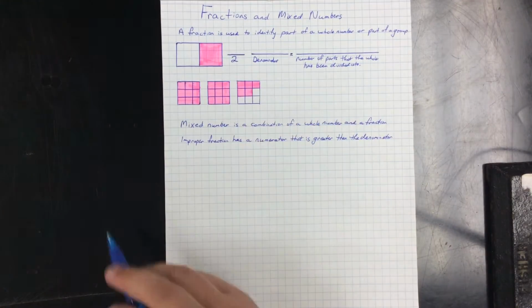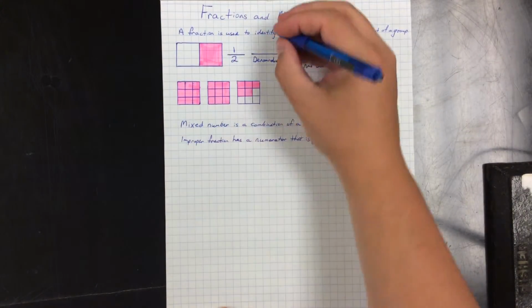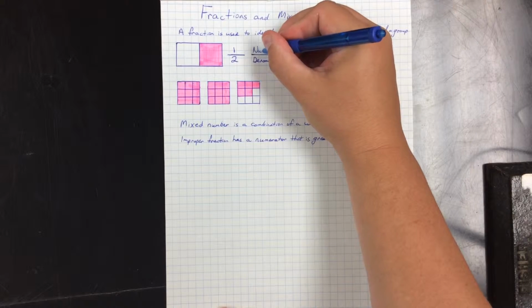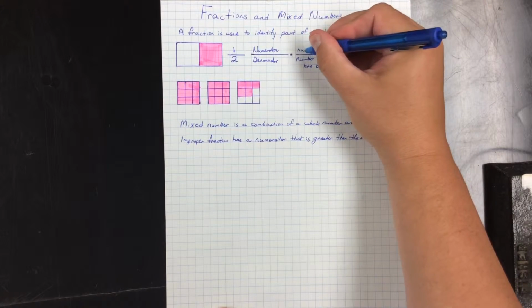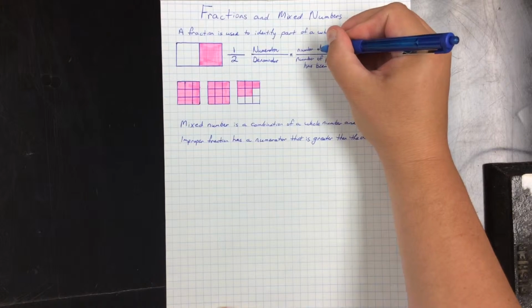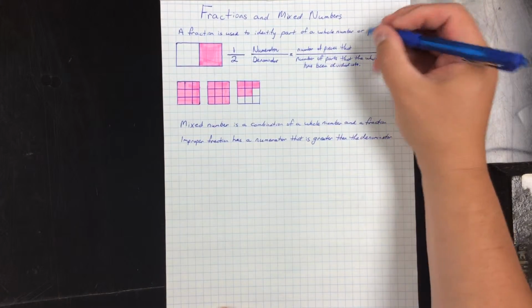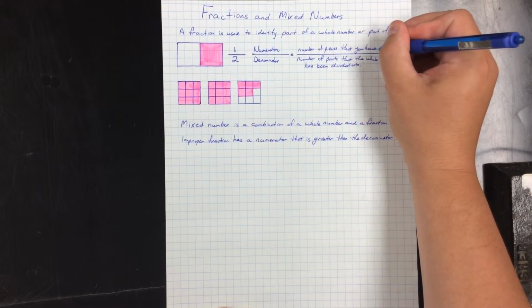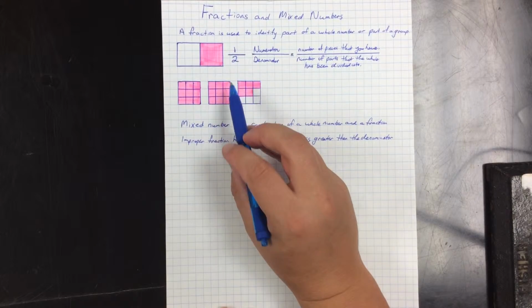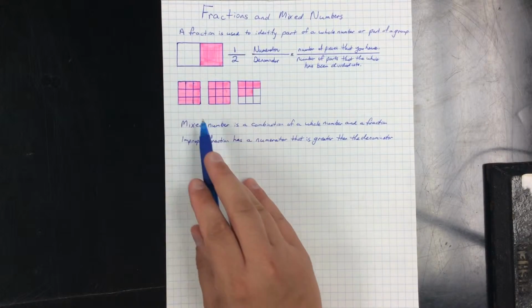Alright, so we've got it divided into 2 pieces, and we have one of those things. We have one of those halves, and that's the numerator, because the numerator is the number of pieces that you have. So I have one of 2 pieces. I have half of it.